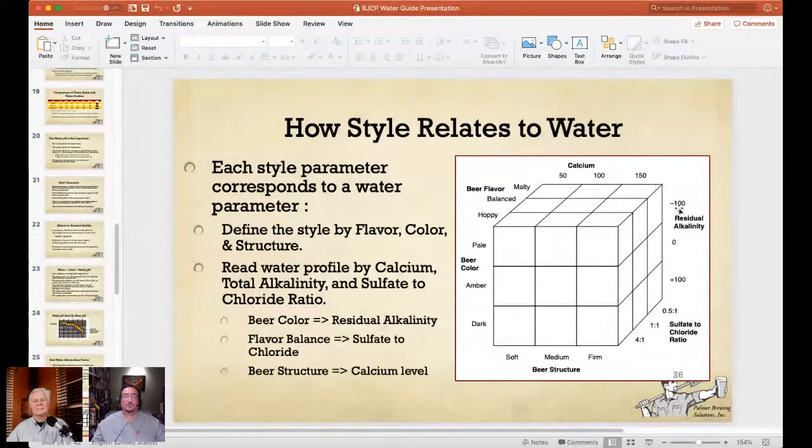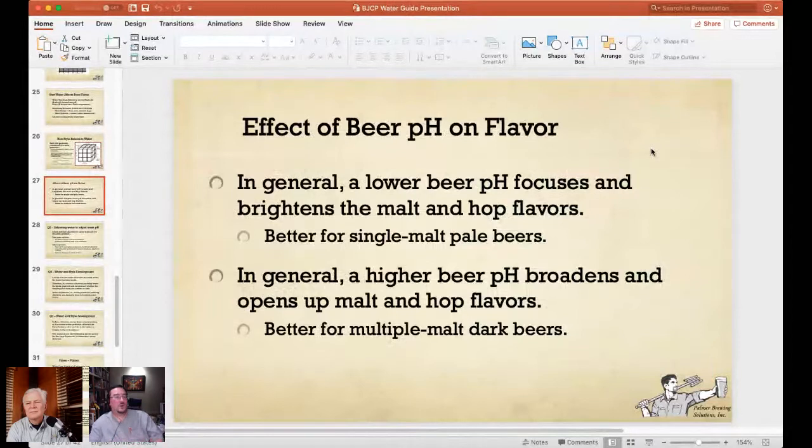So again, the effect of beer pH on flavor in general: a lower beer pH, something in the 4 to 4.4 range or 4.3 range, is going to tend to focus and brighten those malt and hop flavors. Better for your single malt pale beers. In general, a higher beer pH, 4.3 to 4.6, is going to tend to open up and broaden those malt and hop flavors. Generally better for your multiple malt dark beers, higher pH.